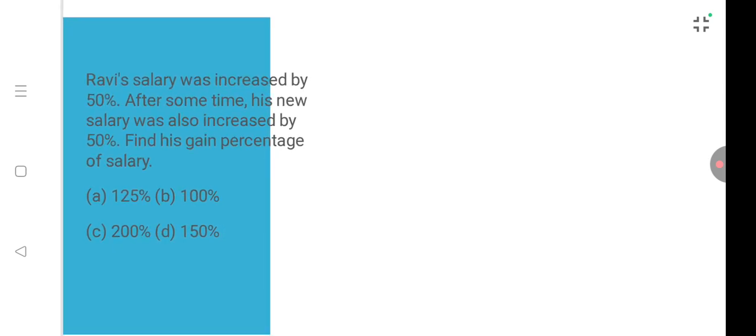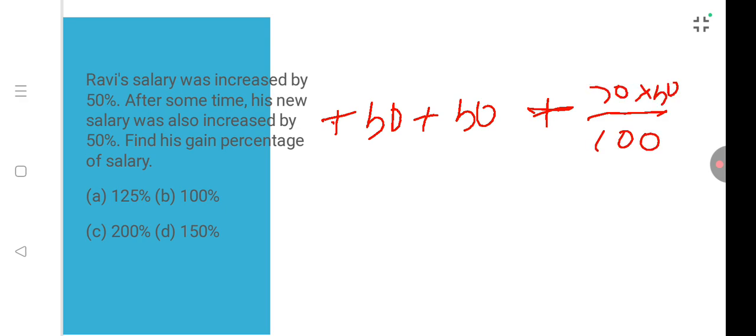Ravi's salary was increased by 50 percentage. After some time, his new salary was also increased by 50 percentage. Find the gain percentage of salary. The salary of Ravi was first increased by 50 percentage, and from that increased salary it is again increased by 50 percentage. So the total increase is asked in this question. So we know the formula plus or minus a, plus or minus b, plus or minus ab by 100. Here both are increases in salary, so we have to put plus 50 plus 50 plus 50 into 50 by 100. So the zeros cancel, 100 plus 25, 125 percentage. So this is the answer.